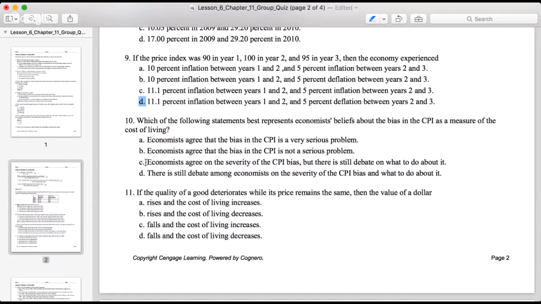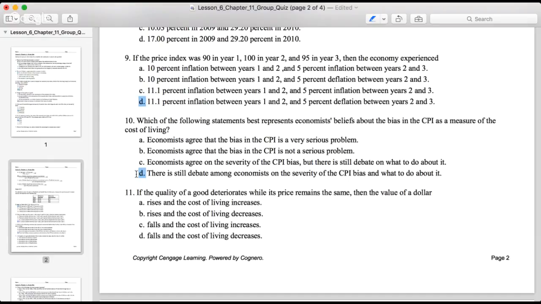Oh, good. So you got D for number 10. No, C. Oh, C. Economists agree on severity of CPI bias, but there is still debate on what to do about it. For me, it would be D because it says that there's still debate. In C, it says economists agree on the severity. Could you repeat what the book says again? It says there is still much debate among economists. I think that's the key there. Yep, that's right. I think it's D. There is still debate among the economists on the severity.